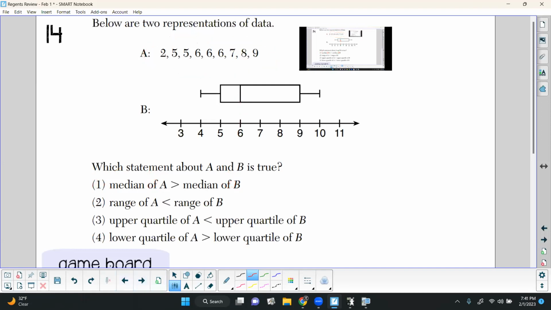So then I look at the next question. The range of A. Well, the range of A is from 2 to 9. That has a range of 7. And the range of B is from 4 to 10. There's a range of 6.